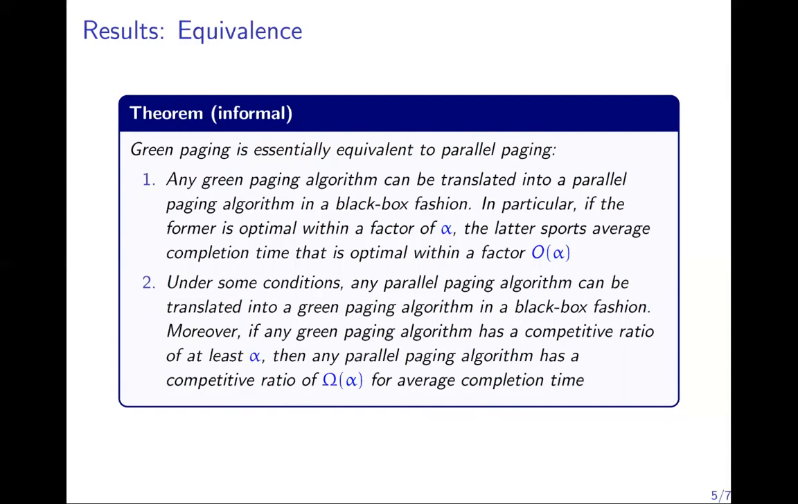Then we also have that under some conditions, any parallel paging algorithm can be translated into a green paging algorithm in a black box fashion. Moreover, if a green paging algorithm has a competitive ratio of at least alpha, then any parallel paging algorithm has a competitive ratio of omega of alpha for average completion time.